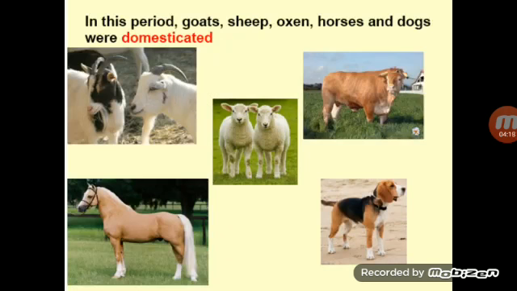Dogs, sheep, goats, and cattle were domesticated. Milk, meat, and skins were used. Bullocks, donkeys, and horses were used to plow the fields.